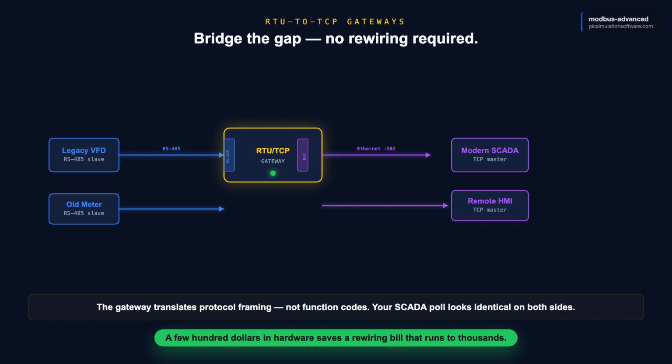Older VFDs and instruments stay on their RS485 chain. The new SCADA system talks to them through the gateway as if they were modern. No equipment replacement needed. The gateway costs a few $100s and saves a much larger rewiring bill.